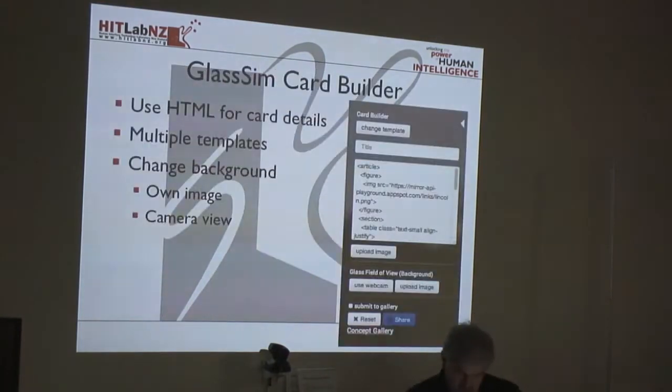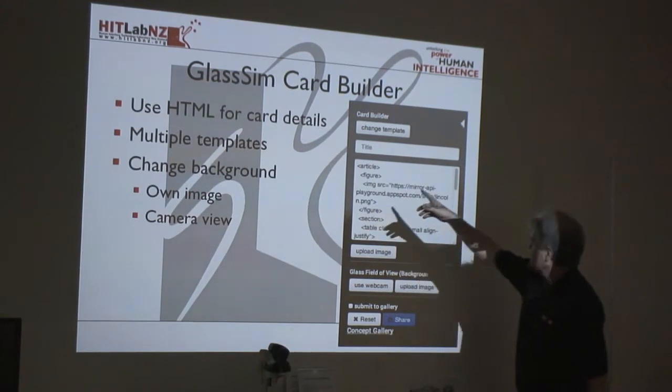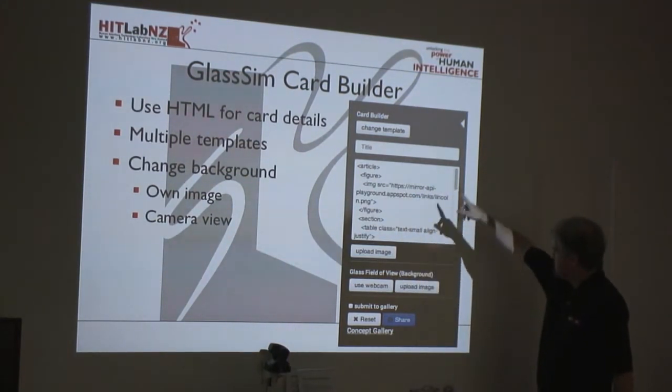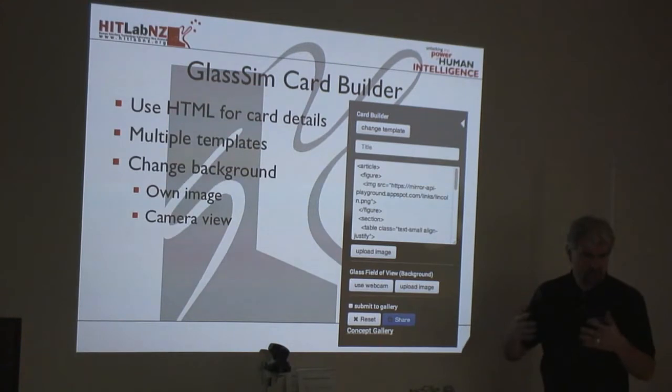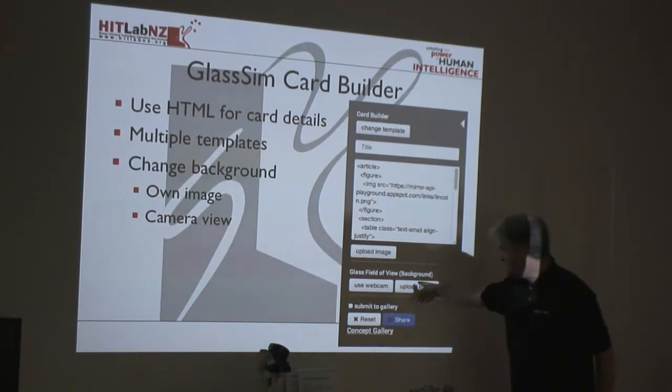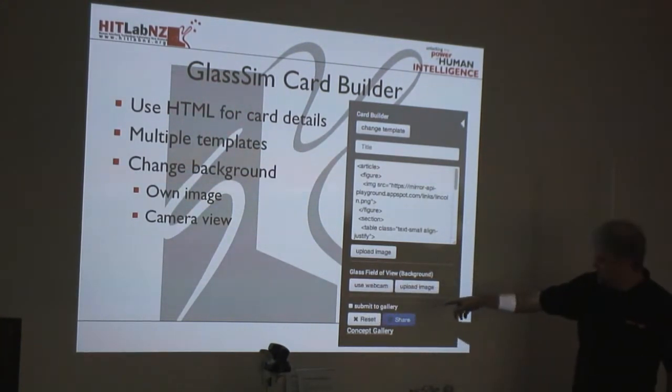So you have this card builder here, and with the card builder, you can then enter HTML code. You can upload images, so you can upload your own image. You can also upload different background images. So if you want to, you can take a photograph of the lab here and use it as a background image, or use the live webcam image, in fact. And then once you've put it all together, you can submit the ideas to the gallery or share it with other people through your social networks and the like.